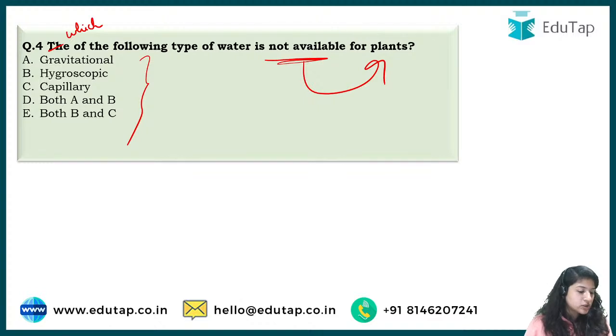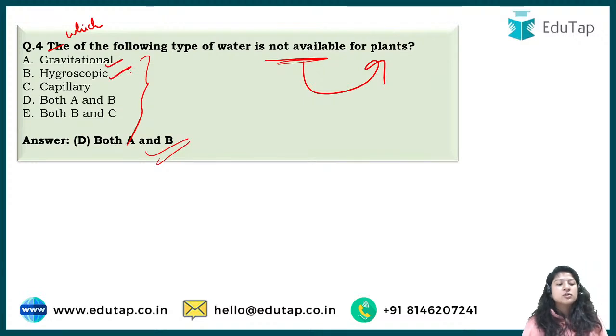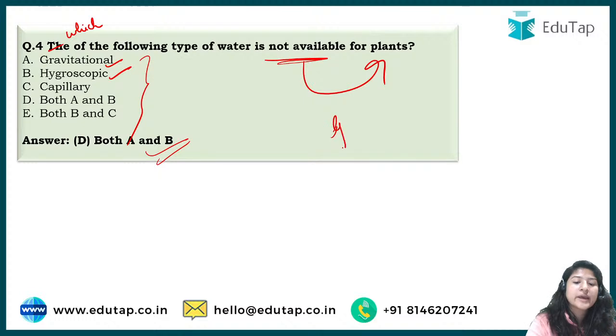Akhil says fourth, D, that is both A and B. All right, I'll wait for one or two more answers. Purnima also says D. All right, and Confused also says D, and yes, the answer is D, that is both A and B. Basically, there are three types of water present there. One is gravitational, second is hygroscopic, and the third one is capillary.